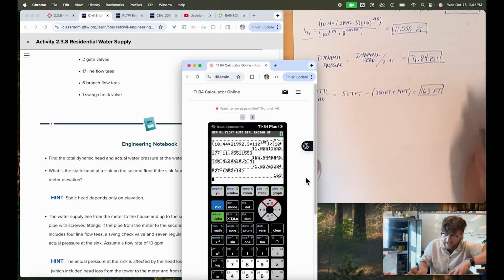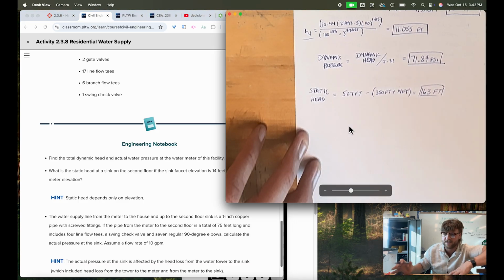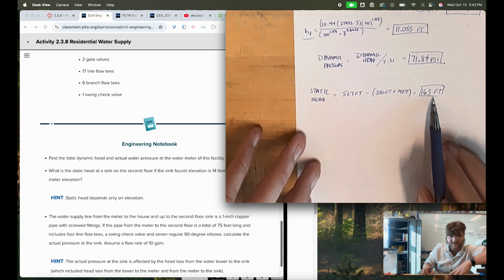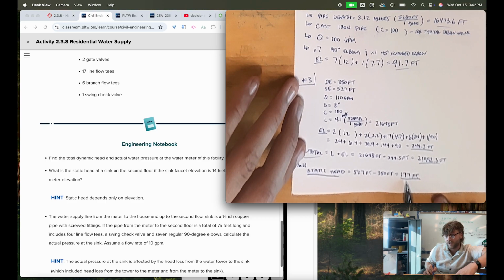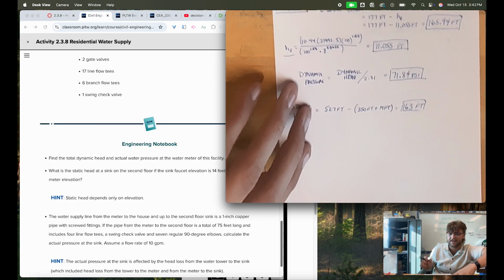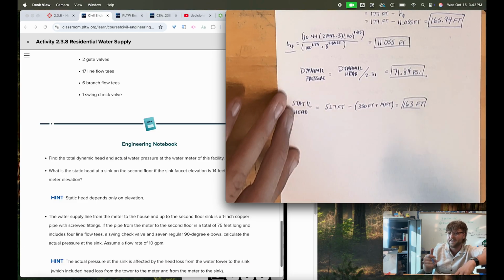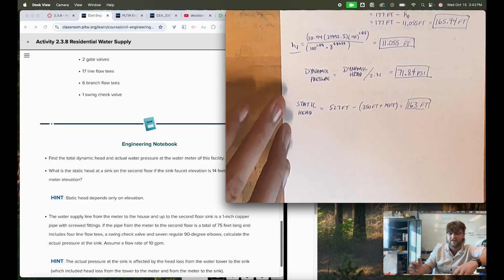For our static head, do they ask for the static pressure? They do not. So, 163 feet, and what we had at the first floor is 177 feet. And so what's happening here is we are losing pressure as we go up. So that sink faucet doesn't have as much pressure, doesn't have as much static head, as the previous, okay?